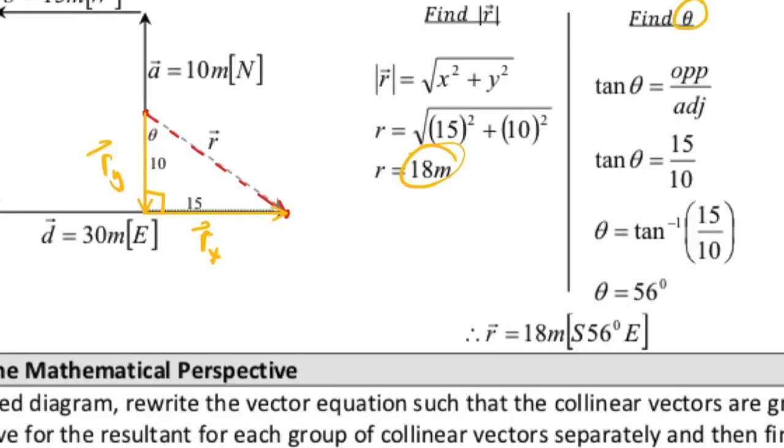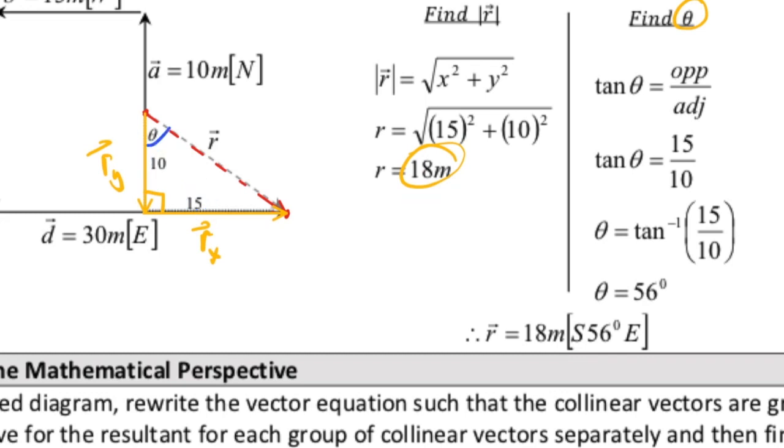Next, finding theta. As I mentioned earlier, we try to avoid using found values, so you want to avoid using the R if you can. In this case, we can do that, and the reason being is because this value 15 and this value 10 came from the given values, and there's no rounding issue with this whatsoever, where this value of 18, there was rounding involved.